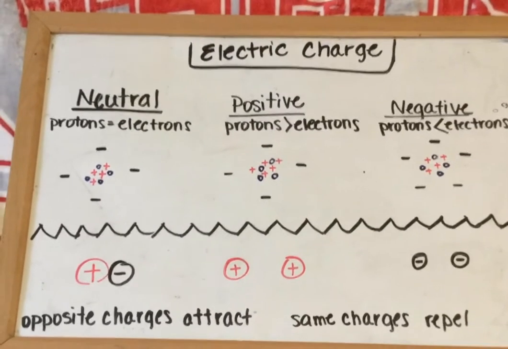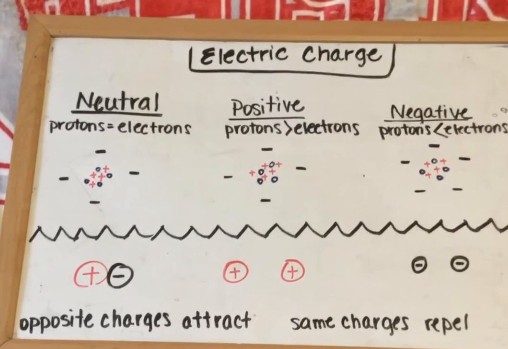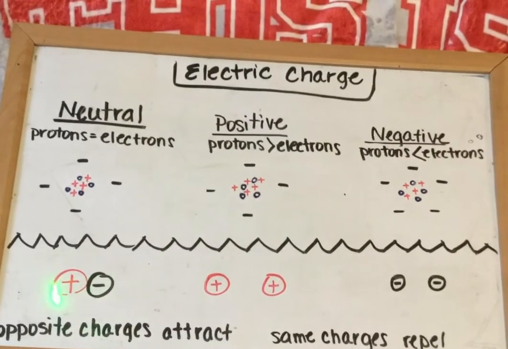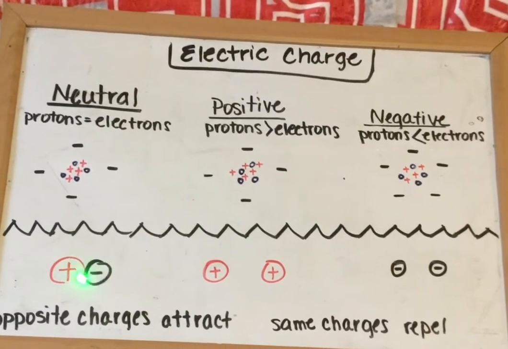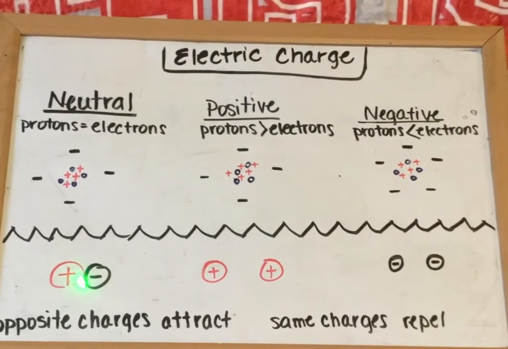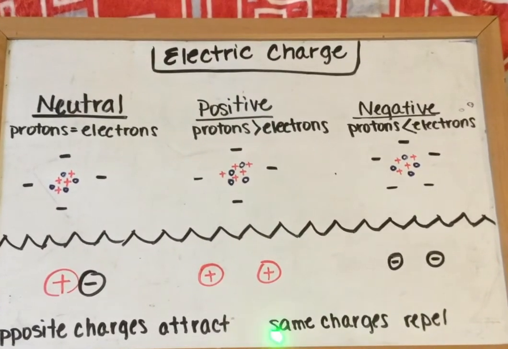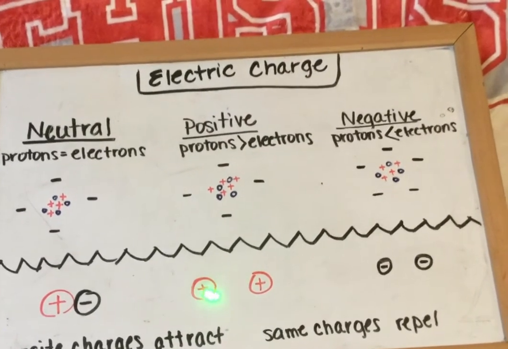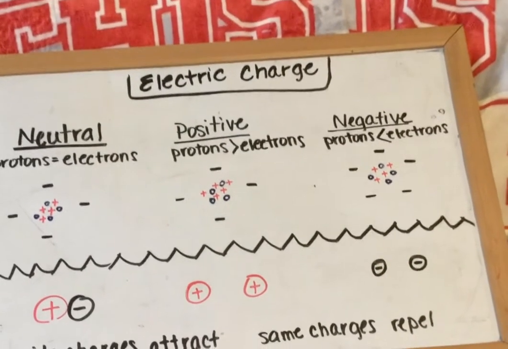All right, the other thing we need to know is that opposite charges attract and same charges repel. Here I have a positive atom, maybe this atom here, and then a negative atom. These two are going to link together like a magnet. They're going to get right next to each other. Opposite charges attract. Same charges, or like charges, repel. So if you get 2 positive atoms, they're going to push against each other. Or 2 negative atoms, they are also going to repel each other.